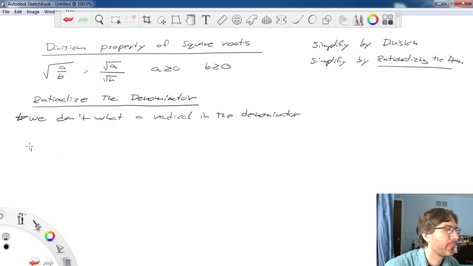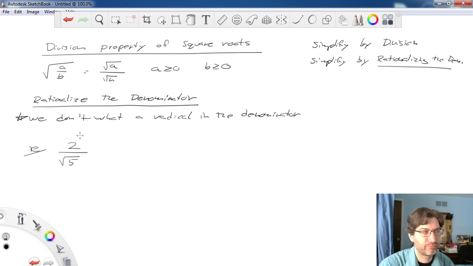So maybe in the end your answer gets to be 2 over the square root of 5. Right? 2 is as simplified as it can get. I mean, it's just one number. And the square root of 5 is as simple as it can get without being a rational number and actually solving it out. But the problem here is we don't like having radicals in the denominator. So we need to get the radical out of the denominator. And it's really simple to do. You're just going to find an equivalent fraction to this where your denominator is not under the radical.